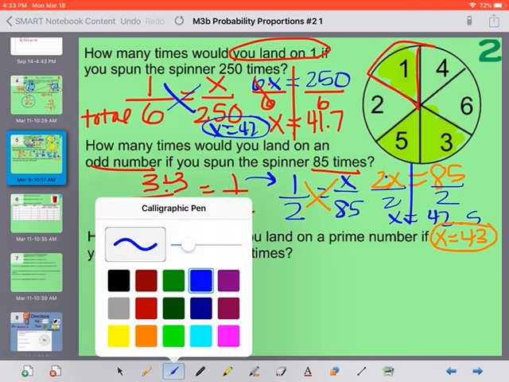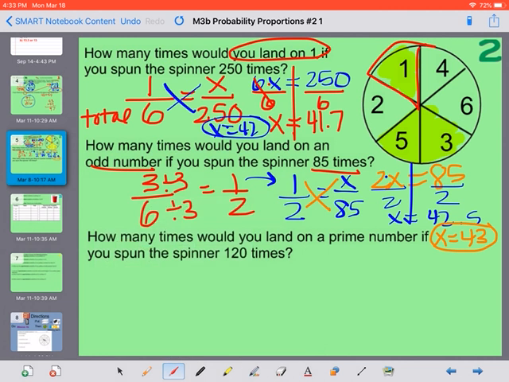Third question like this. It says, how many times would you land on a prime number if you spun the spinner 120 times? When we're setting up a proportion, we know 120 is going to go here. We would need to figure out how many times out of 120. Well, prime numbers are only divisible by 1 and itself. 1, we don't really consider it prime nor composite, so we don't really include that. So we really have 2 is prime, because we can divide it by 1 and by 2. 5 is prime, we can divide it by 5 and 1. 3 is prime, we can divide it by 1 and 3.